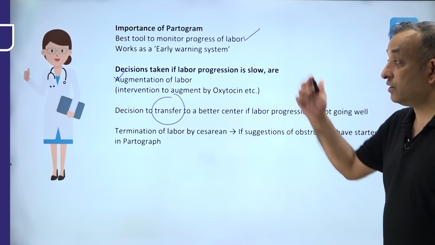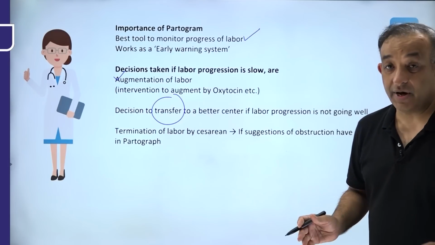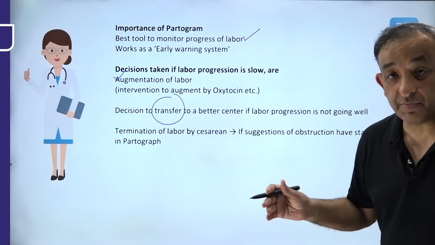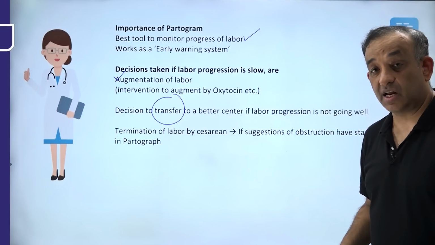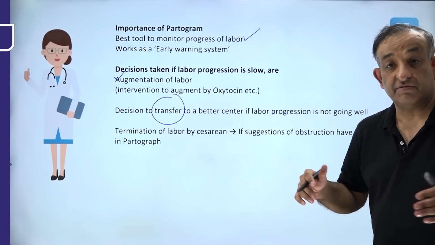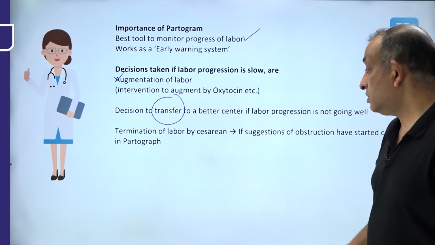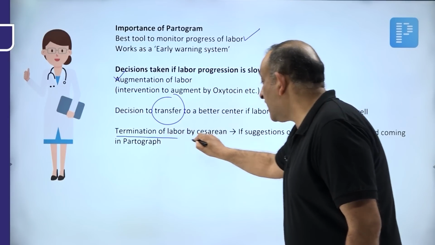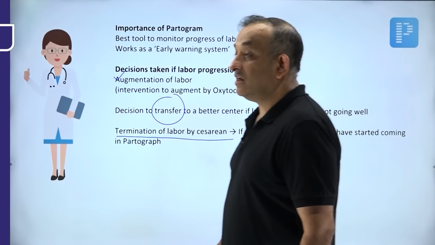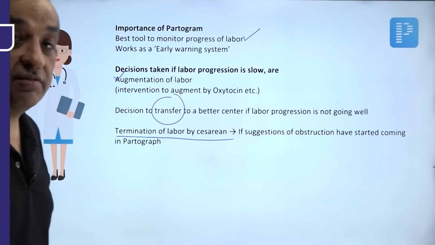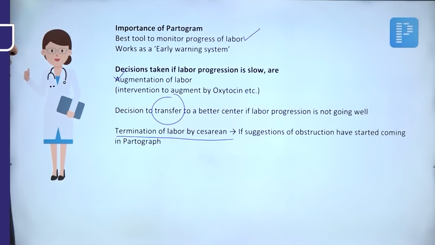Or this partogram also tells us that the baby is not well, the baby is getting into distress, or the dilatation is not happening for the last 3 hours and the descent is not happening for the 3 hours, it has gone into a cephalopelvic disproportion. Let's go ahead and do a cesarean section. So, termination of labor by a cesarean section, if there is an obstruction happening, all of that is also given. This information is also given by the partogram.